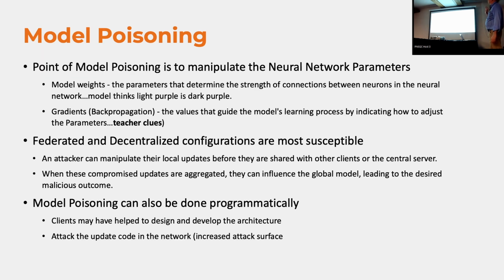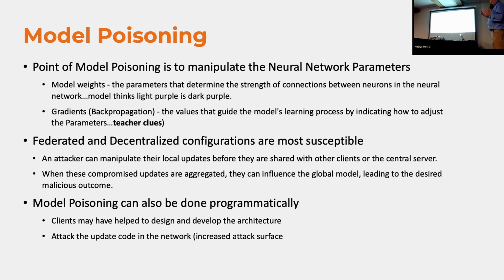So the point of model poisoning is to manipulate the neural network parameters. Remember we talked about that? It wants to get in at that deep level and manipulate at that point. And it does it through manipulating the weights, right? The parameters that determine the strength of the connections. Remember those colors, purple, light purple, whatever? It's going in and manipulating them back from full purple back down to light purple, right?